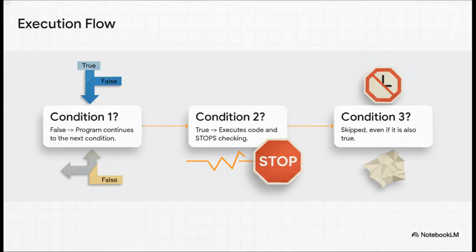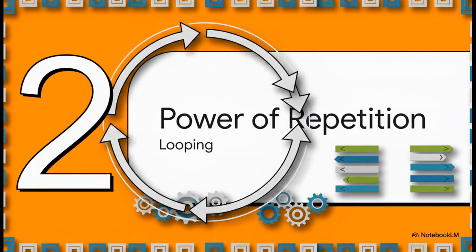You can see it right here. The program checks condition 1. Nope, that's false. It moves on. It checks condition 2. Ah, that's true. So it executes that code and immediately stops. It doesn't even bother looking at condition 3, even though that one's true too. So that's how code makes a choice.